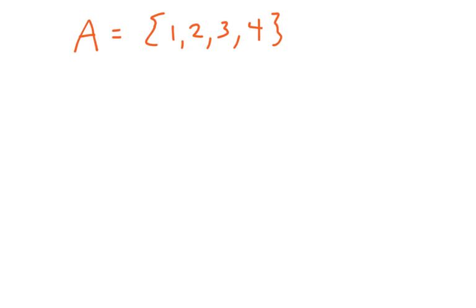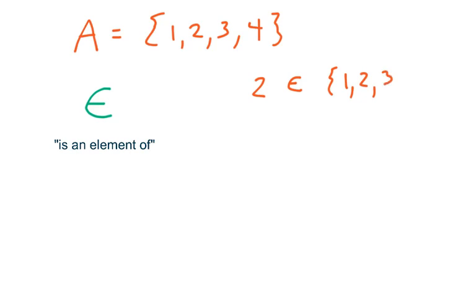Now let's look at some symbols that'll be important for us. The first of those kind of looks like an E, and it means is an element of. For example, we could say that 2 is an element of the set 1, 2, 3, 4. We could also say that 2 is an element of the set A. Either of those would be true statements.